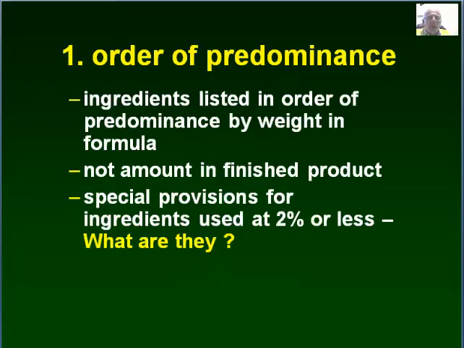The order of predominance is extremely important. Ingredients must be listed in predominance by weight in the formula. It's not the finished product. It's in the initial formula that's used to make that product. Special provisions are for ingredients that are used at 2% or less, and I asked you what are they, and this is one of the actual questions for the assignment for this particular week's lecture.